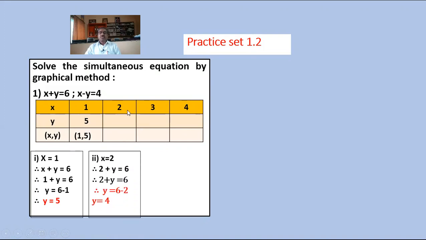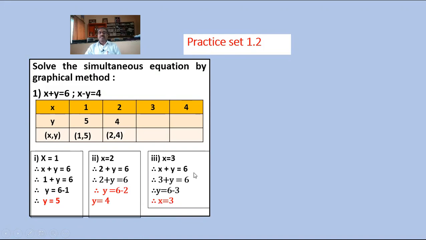Second, x is equal to 2, then we get the value of y. 2 plus y is equal to 6, y is equal to 6 minus 2, y is equal to 4. Then we get the coordinate (2, 4). And for the third coordinate point x is equal to 3, x plus y is equal to 6, 3 plus y is equal to 6, y is equal to 6 minus 3. Therefore, y is equal to 3. Coordinate point is (3, 3). And when x is equal to 4, y is equal to 6 minus 4 is equal to 2. Therefore, y is equal to 2 and the coordinate is (4, 2).